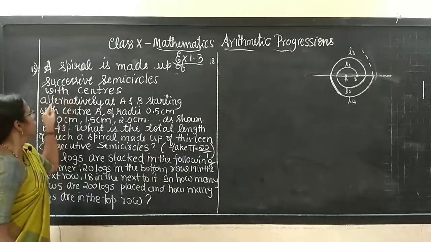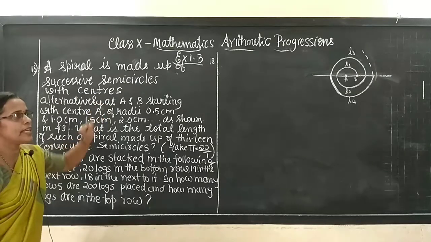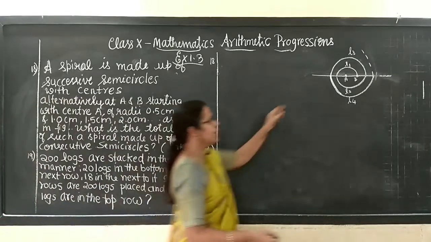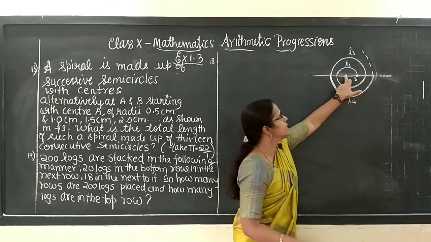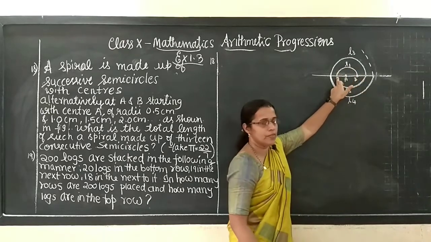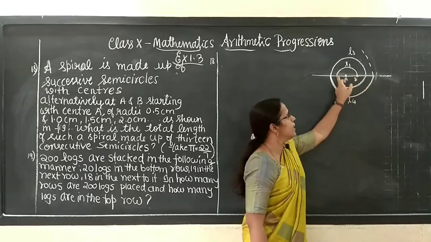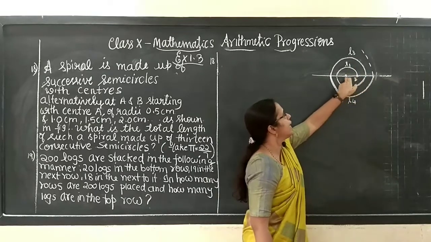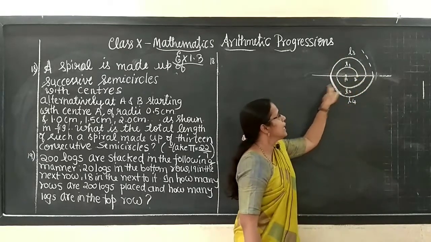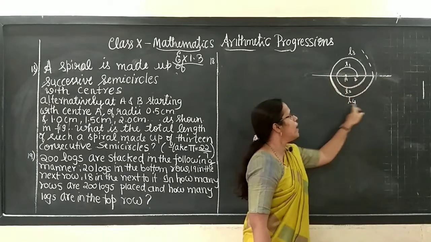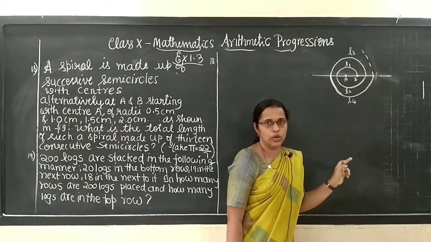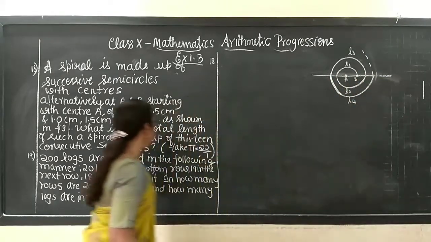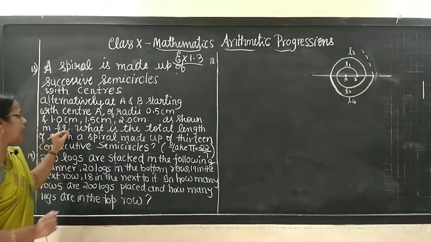See here, alternately, centers are given. Alternating centers are A and B. For center A, L1 is the semicircle. For center B, L2 is the semicircle. Then A again for L3. B is the center for L4. Like this it continues. Can you understand that figure? Okay. Now see what you have to find.